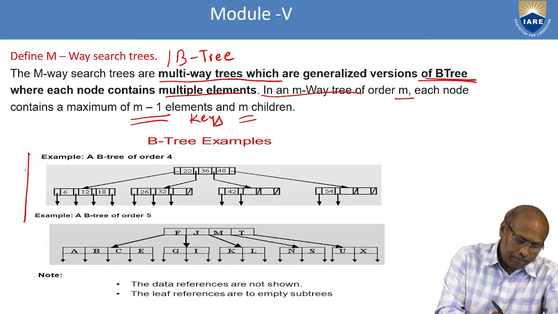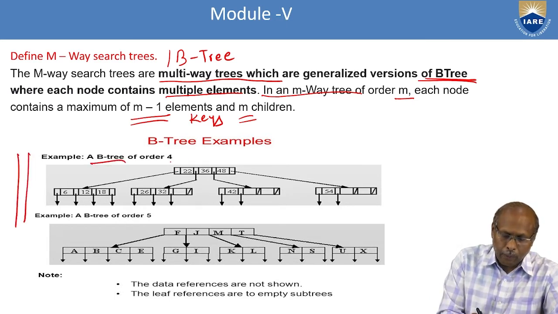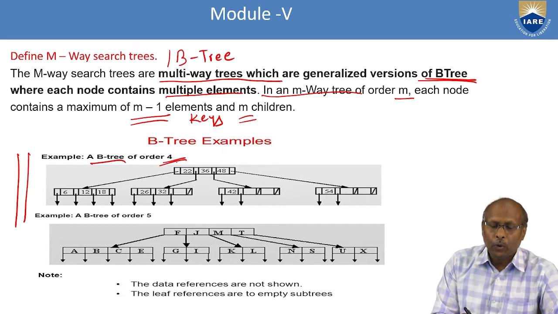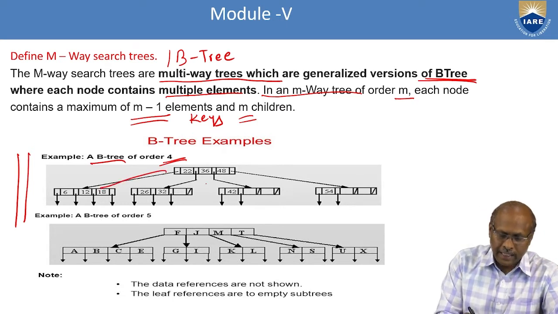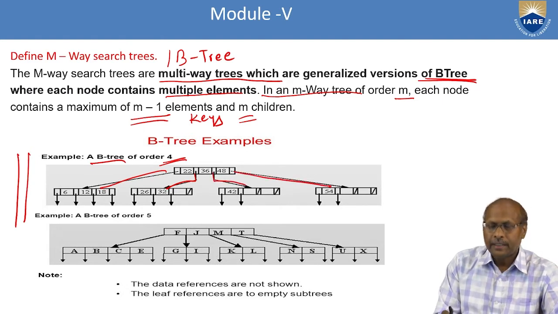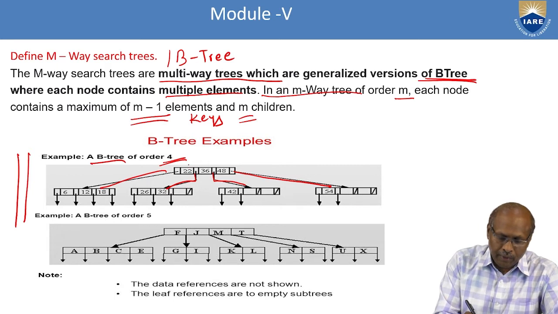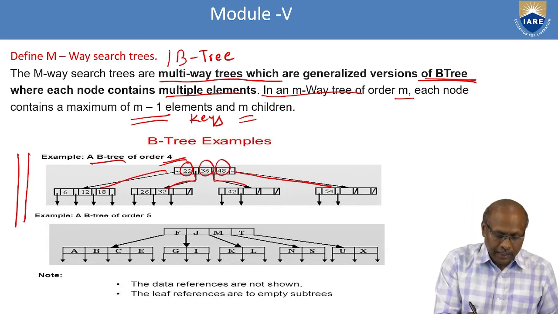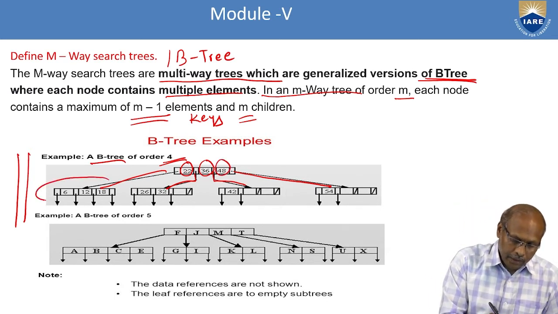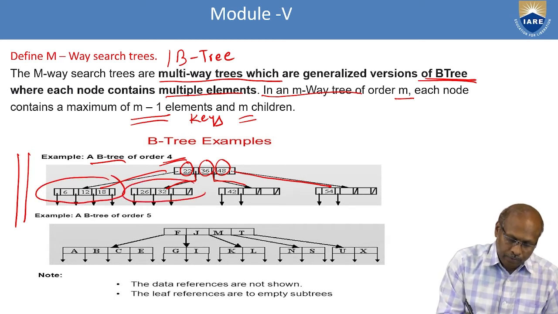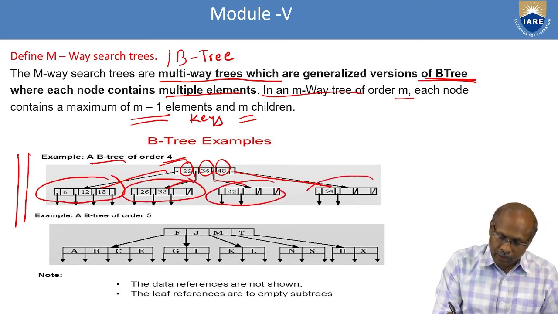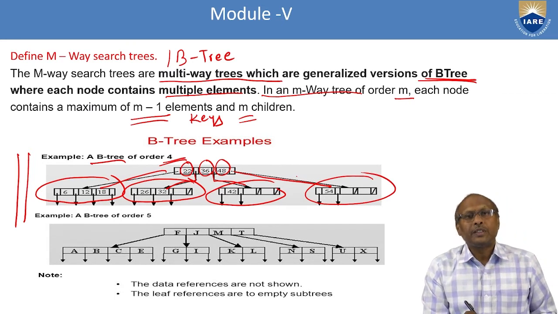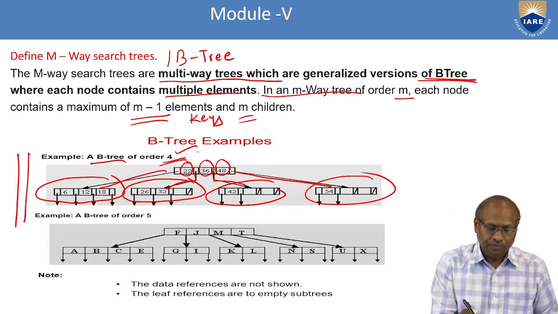If you observe this diagram, it is a B tree of order 4. Order 4 means there will always be 4 children: first child, second child, third child and fourth child. If there are 4 children, there will always be m-1 keys. 4 children means 3 keys: first key, second key, third key. This is one node. This is another node. This is another node. This is another. That means 4 nodes, 4 children, because it's a B tree of order 4.